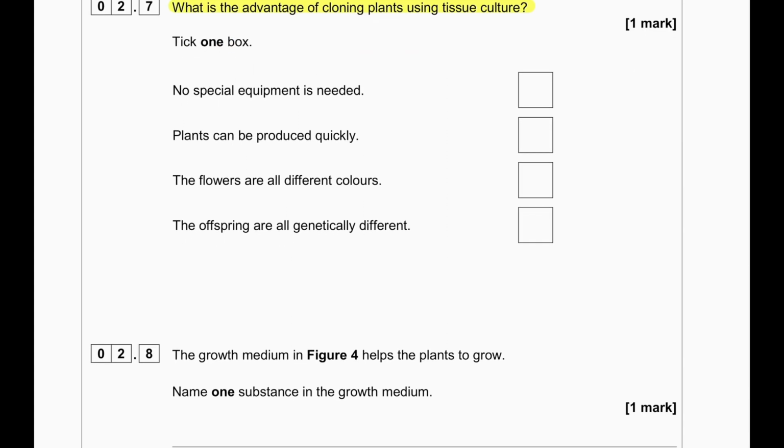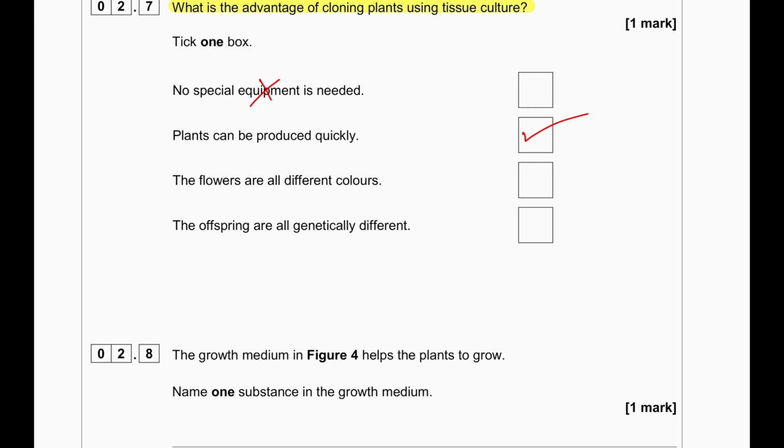So it says no special equipment is needed. Now we know that doing tissue culture requires very sensitive apparatus so that you do not introduce any germs from outside. That means special equipment is needed. Plants can be produced quickly. Yes, we can produce new plants from the existing cells of other plants. It's very fast because seed production requires a plant to mature. Once the plant matures, it will flower, there will be pollination, and only then can it go to seed. But using tissue culture, we can just remove any small buds from the meristem and clone it and produce many more plants.